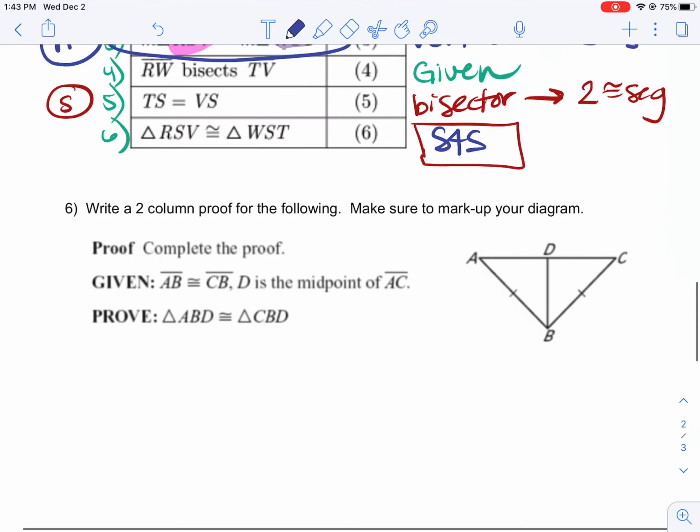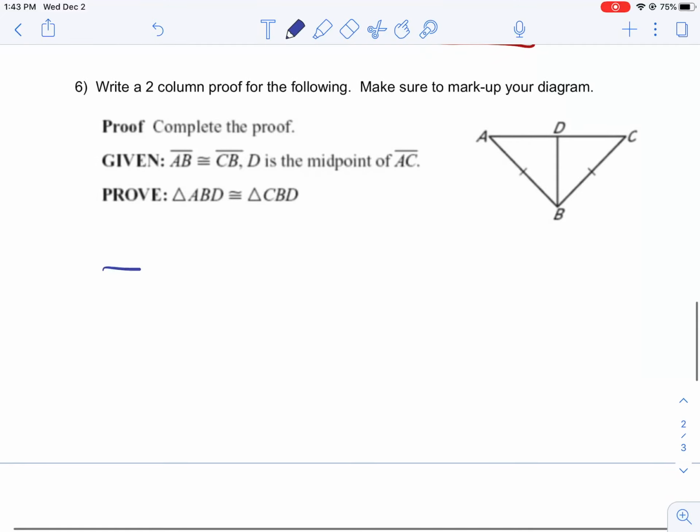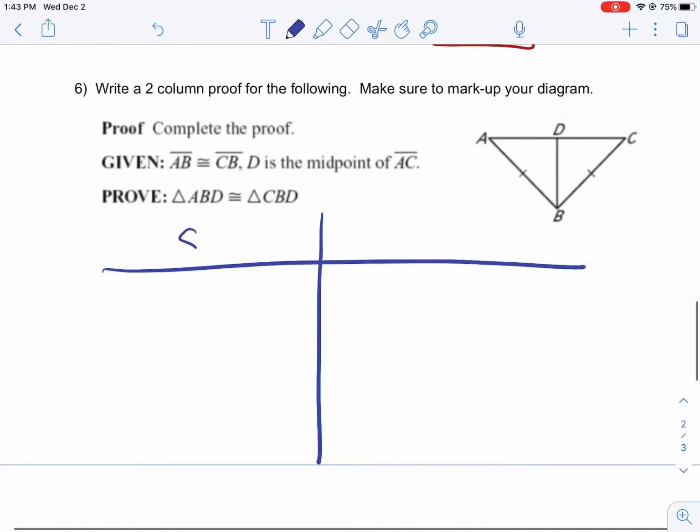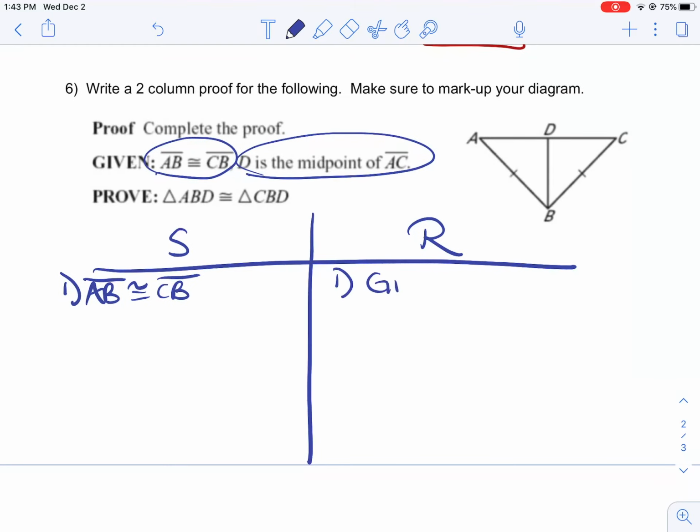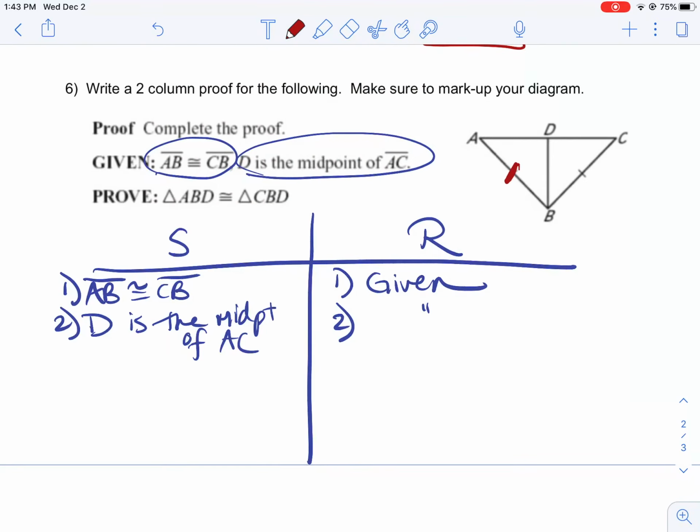Okay, so last one, and this one we got to do the whole thing ourselves, but we got this, guys. So I'm going to statements, reasons, and I'm going to start by writing my two givens. Okay, so now I've got my givens. Hopefully you guys have this too. So let's mark our picture up, okay? AB is congruent to CB, that's already there.